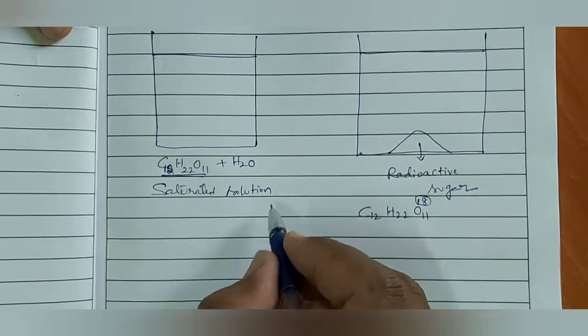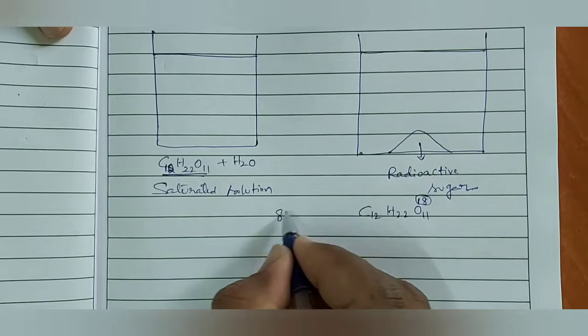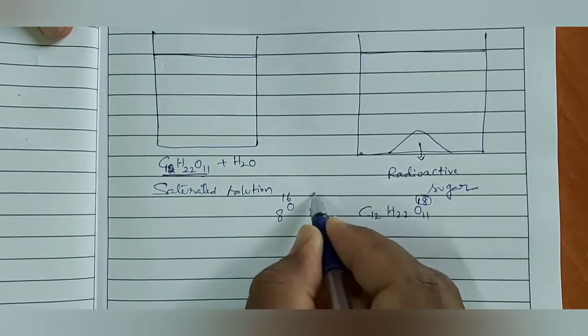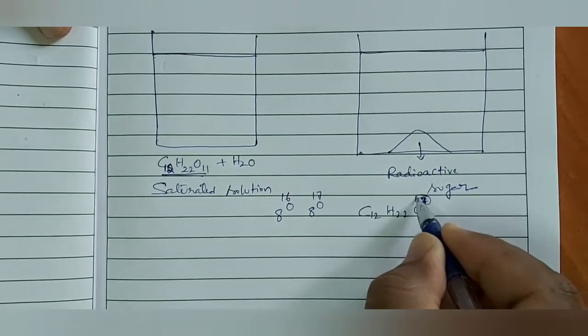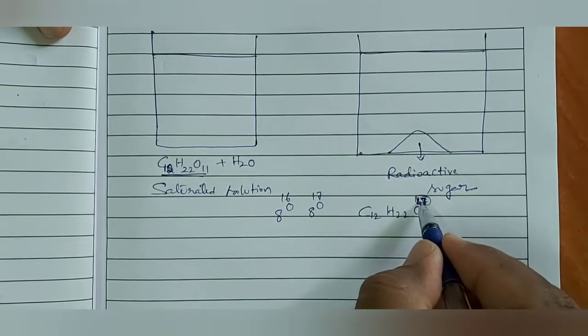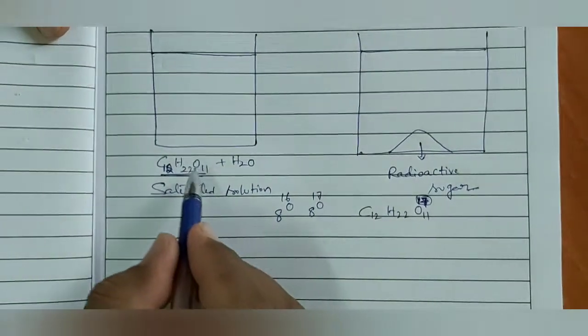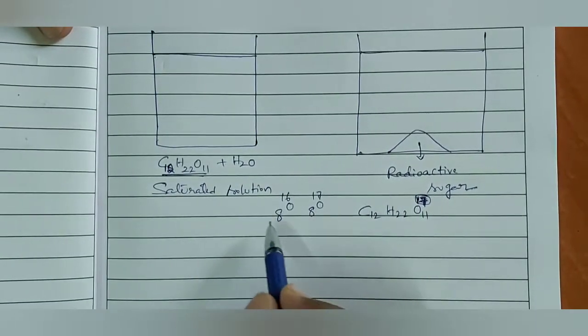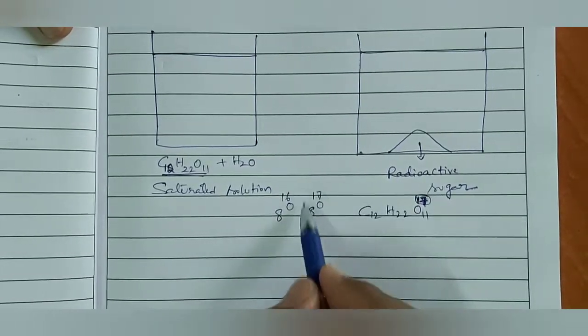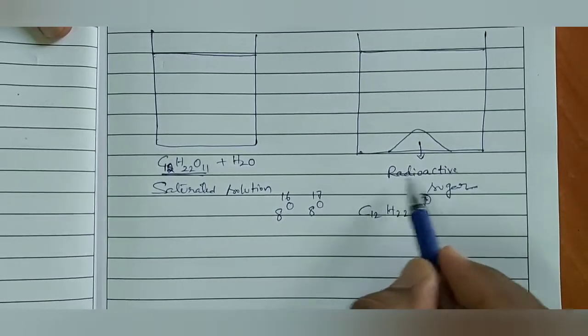Oxygen has isotopes: 8O16, 8O17, and so on. Previously, this sugar contains normal oxygen, but this sugar contains 8O17, which is called radioactive sugar.